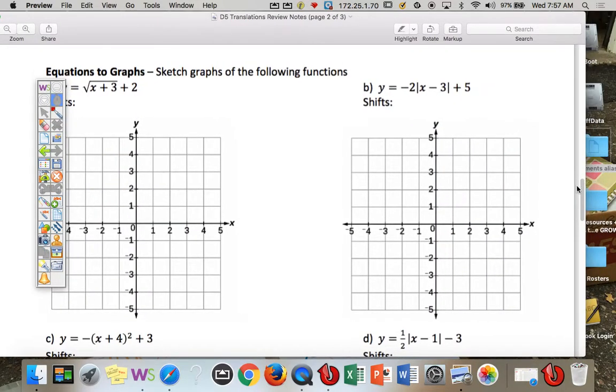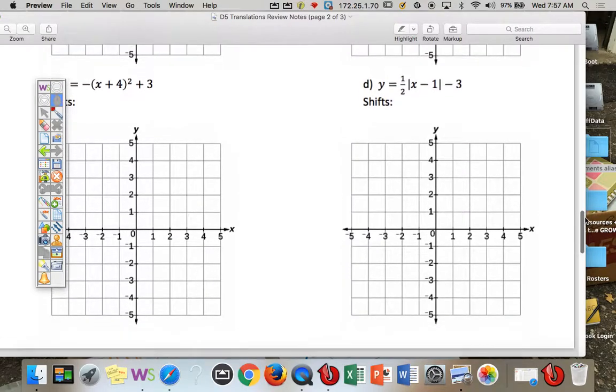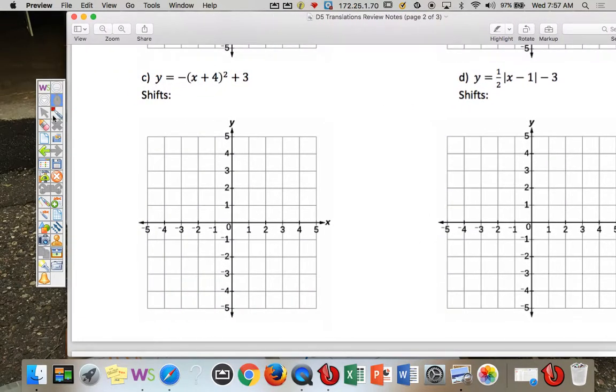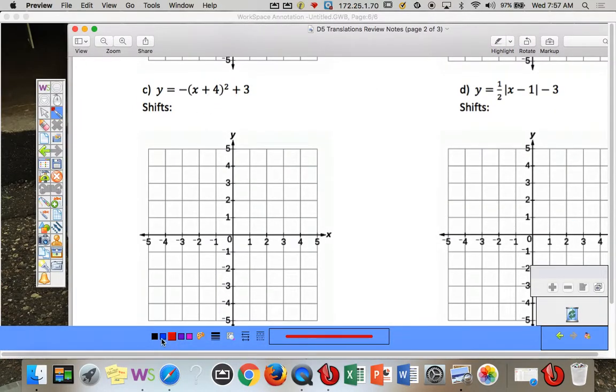Okay, let's take a look at the next two. Okay, so again, the shift, the +4 in parentheses means left 4.